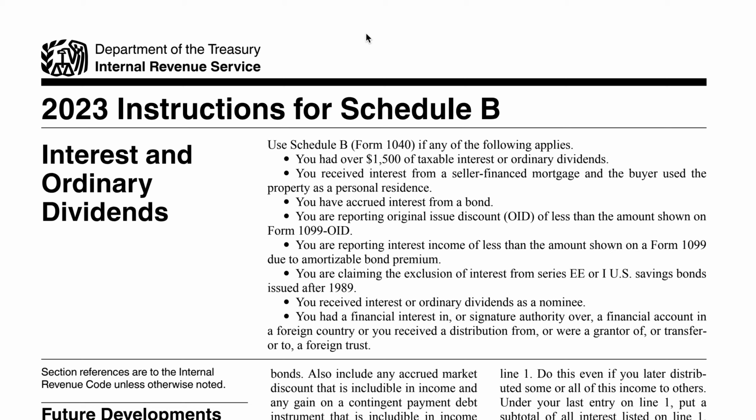So in other words, if your interest income exceeds a certain amount, if you receive interest from a variety of different sources that need to be reported on Schedule B, if you're excluding interest to pay for college expenses, or if you have financial interests in foreign accounts, then you would be required to file Schedule B.